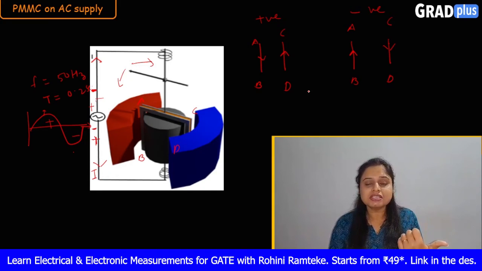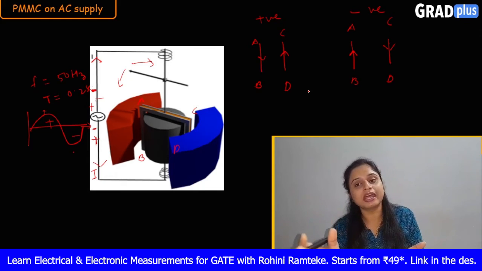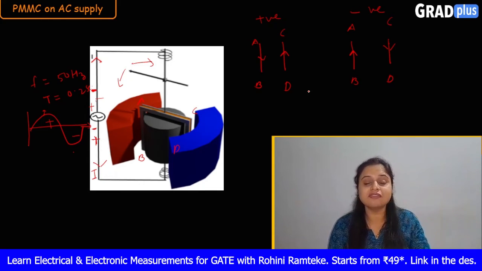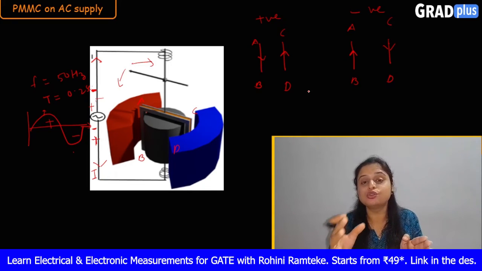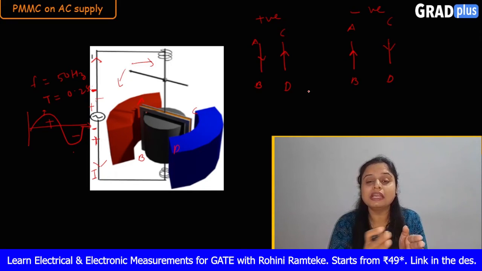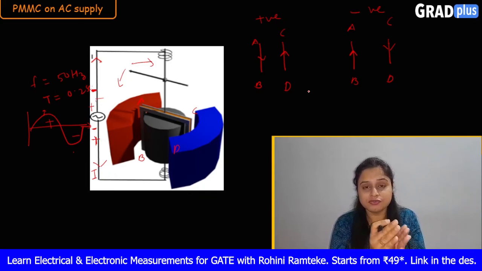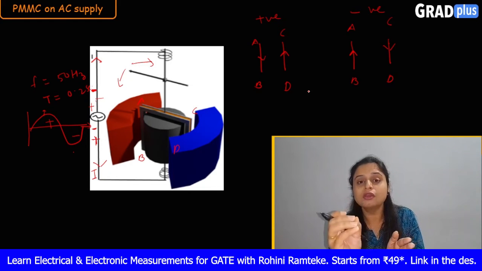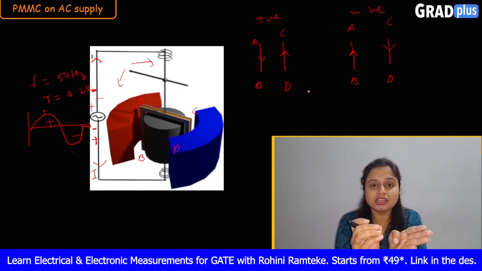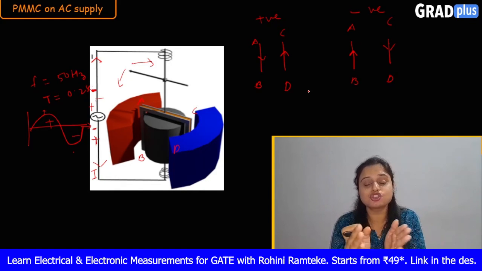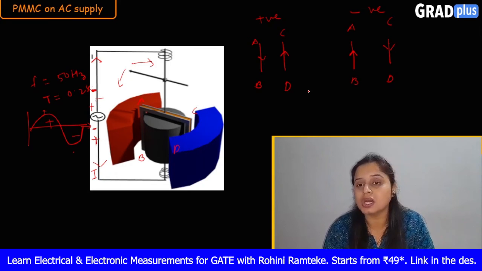What is happening in DC supply? It is unidirectional in nature. The pointer will rotate only in one direction. But in AC supply, positive and negative half cycles will appear. Due to this, the pointer will not reach any value. It will completely oscillate at the zero position. For some time it will go in the clockwise direction, and for another short time it will go in the negative direction. That means it will never show any value, it will completely oscillate.